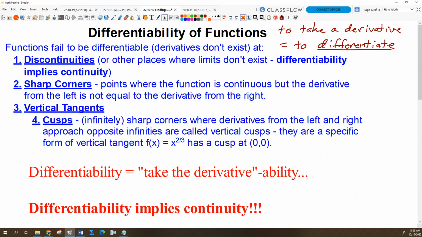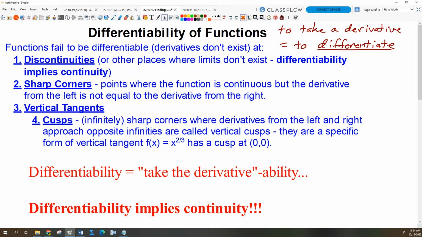This is a really important statement in calculus. Differentiability implies continuity. So in other words, to be able to differentiate something, it must be continuous. Continuity does not guarantee differentiability, though. That statement only goes one way. There are functions that are continuous and not differentiable, but if it's differentiable, it must be continuous. Continuity never goes away. So any discontinuities or other places where limits don't exist, we can't differentiate.